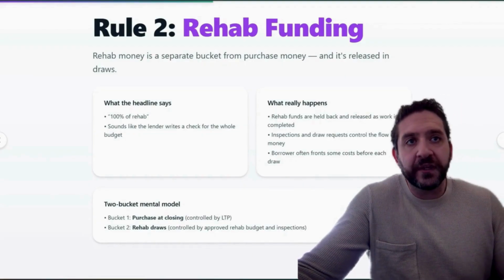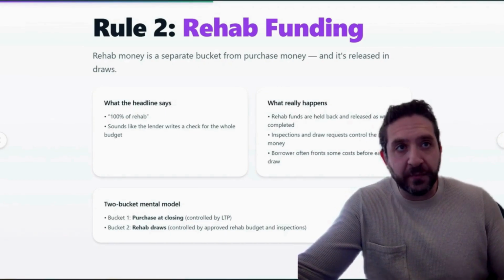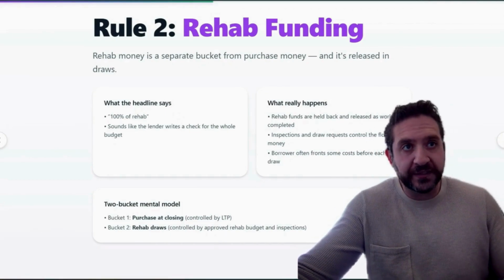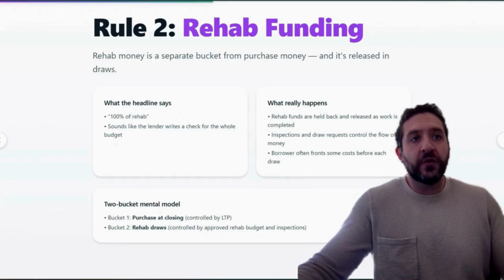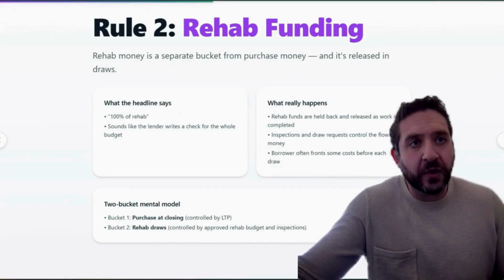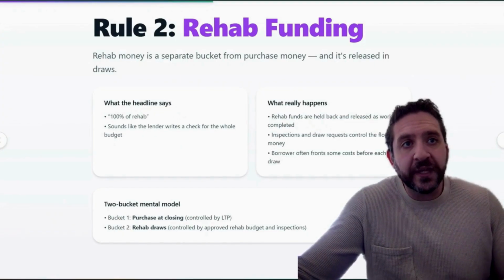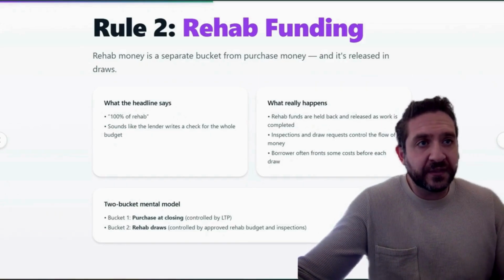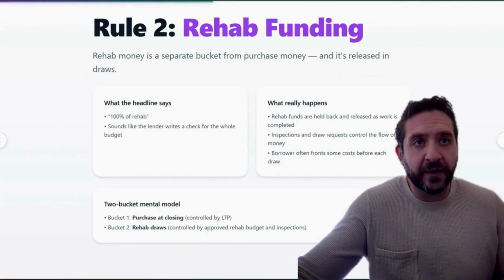So you can think of it as two buckets. Bucket one is purchase money at closing, controlled by LTP, loan to purchase. Bucket two is rehab money, which comes out over time as the project progresses. That's important because the borrower usually has to front some costs between draws. And remember, whatever the lender is promising on rehab still has to fit under the LTC and ARV caps we're about to talk through.